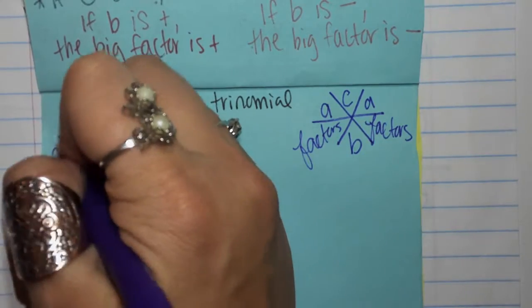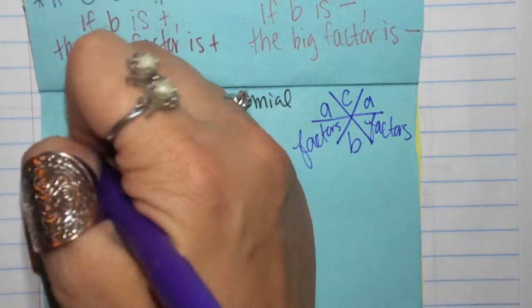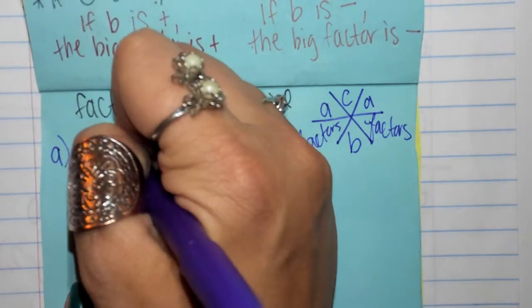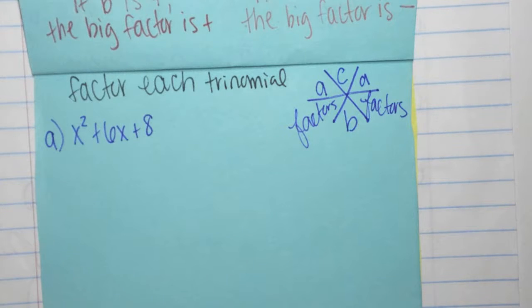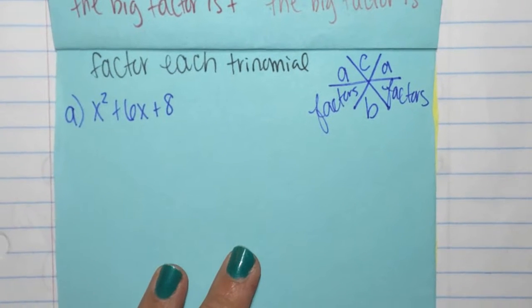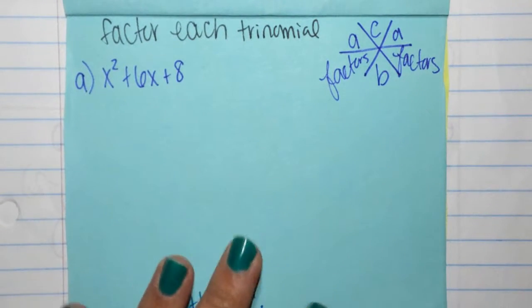Alright, the first one is x squared plus 6x plus 8. Do I need to move it up some? Yes. Okay. You zoom in. Yes. A little.